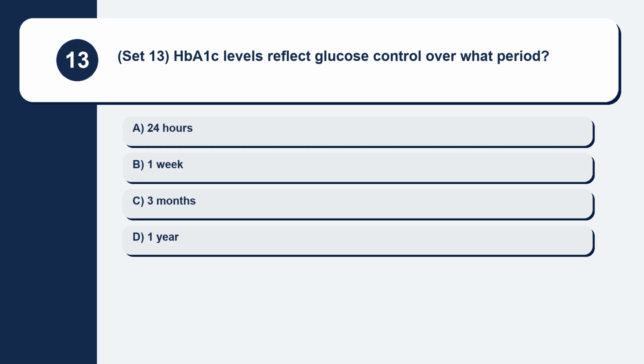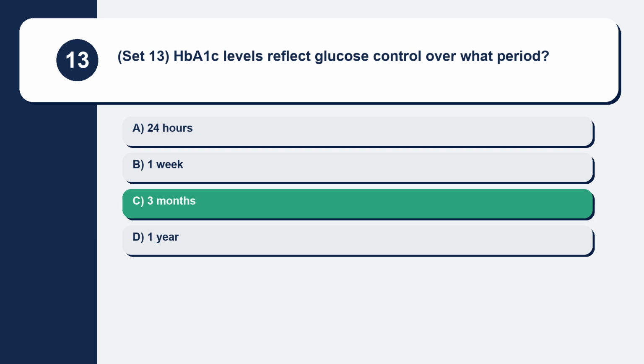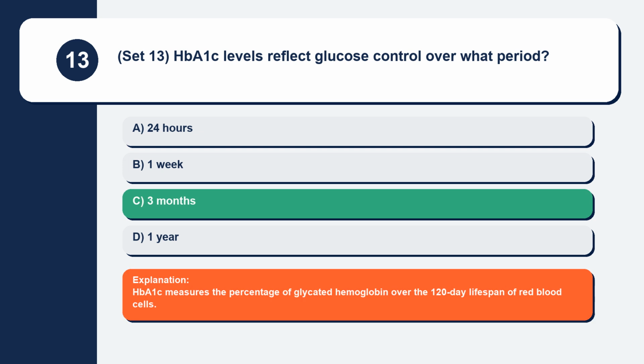Question 13. Set 13. HbA1c levels reflect glucose control over what period? 24 hours, 1 week, 3 months, 1 year. HbA1c measures the percentage of glycated hemoglobin over the 120-day lifespan of red blood cells.